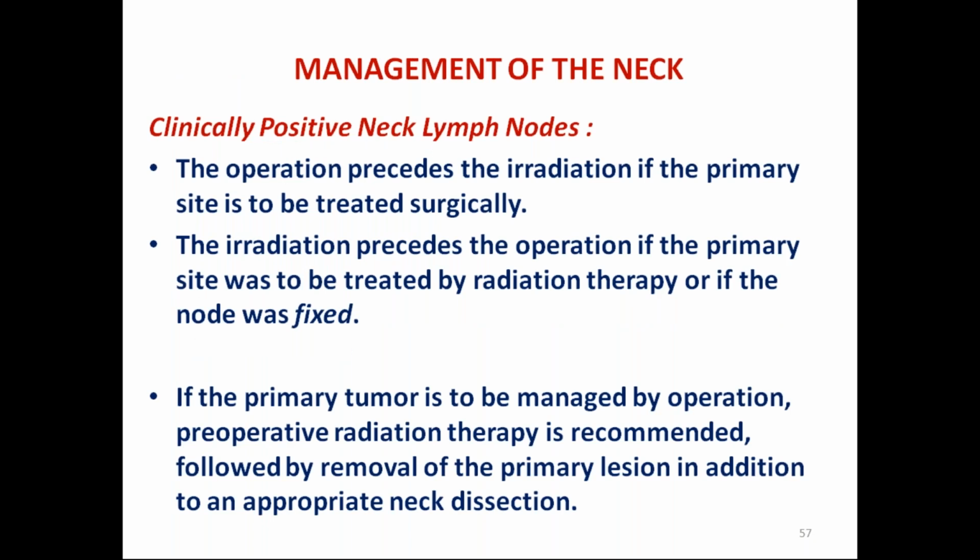So management of the neck. Clinically positive nodes: the operation precedes the irradiation if the primary site is to be treated surgically. The irradiation precedes the operation if the primary site is to be treated by radiation therapy, or if the node was fixed. The primary tumor is to be managed by operation. Preoperative radiation therapy is recommended, followed by removal of the primary lesion in addition to the appropriate neck dissection.